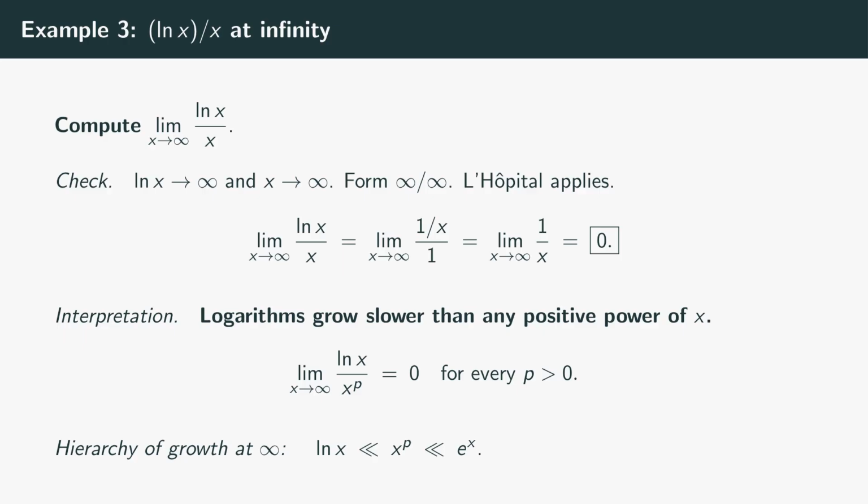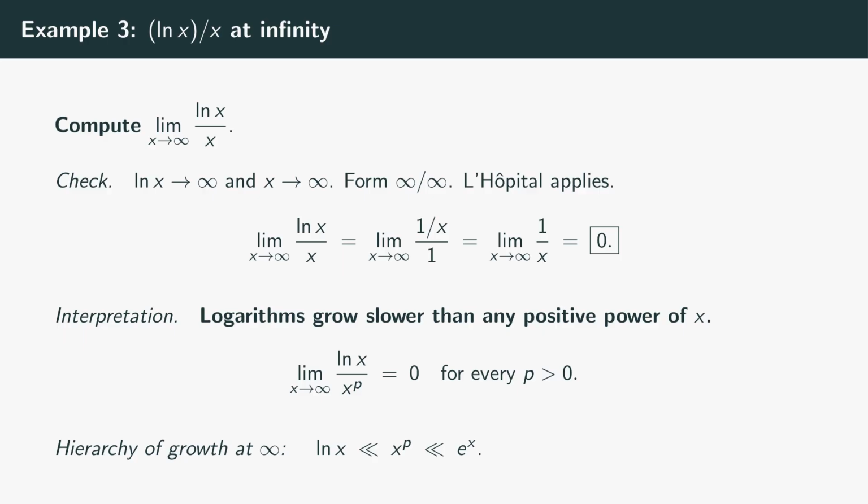L'Hopital applies. Differentiate top, derivative of the natural log of x is 1 over x. Differentiate bottom, derivative of x is 1. New limit, 1 over x over 1, which is just 1 over x. As x approaches infinity, 1 over x approaches 0. Done. The limit is 0.